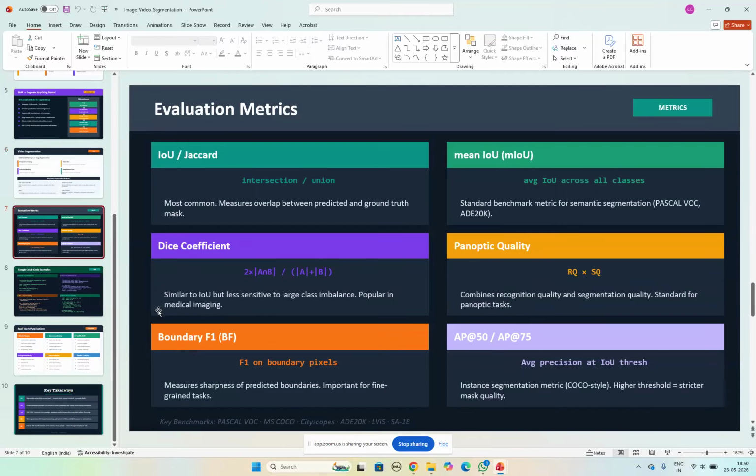In order to do the evaluation, like from which frame to frame the object moved, and object detection, there are multiple evaluation metrics. One is IOU Jaccard, mean IOU, dice coefficient, panoptic quality, boundary F1 and AP. These are nothing but simple mathematical calculations. Based on the object movements, you measure how much it has changed. During that time you get these metrics and give the output, like this many it has moved. Based on the metrics, you're trying to do the classification.